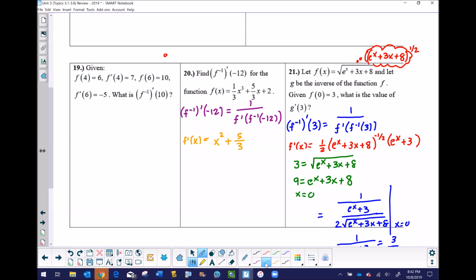The next thing that you have to do is let f of x be -12, and then you've got your 1/3 x cubed plus 5/3 x plus 2. You guys are probably starting to see that these problems look alike. The patterns are the same. That's why I have you guys practice. That's why I give you so many things to practice.